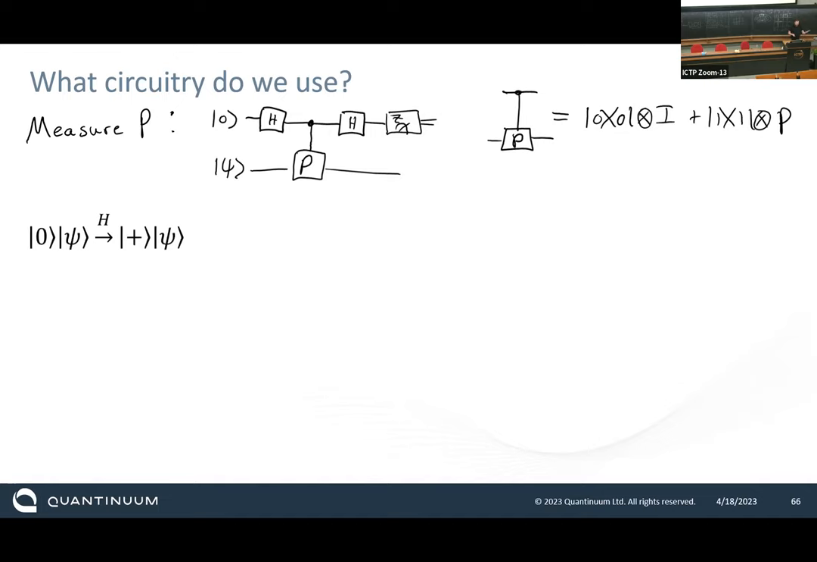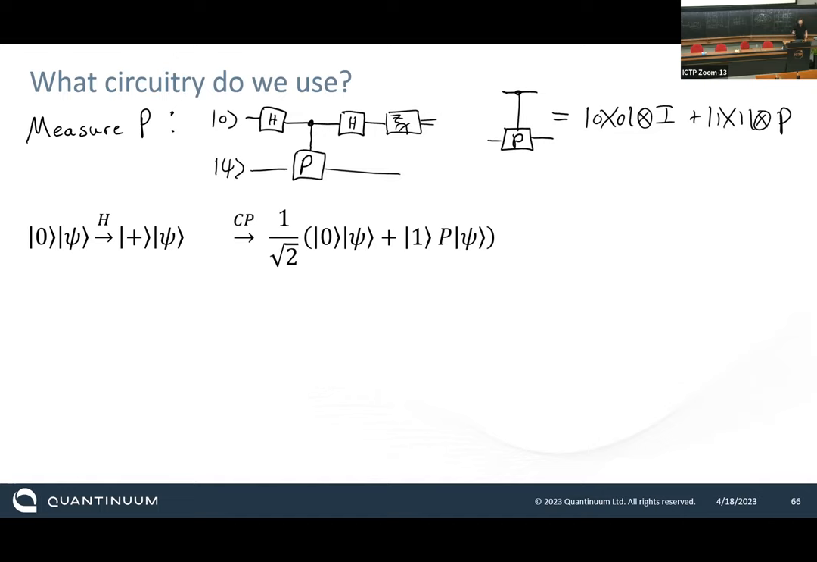If we start out on the left-hand side, we're in a zero tensor psi state. The zero is the control bit, or going to be our control bit. Then we apply this Hadamard, so we get a plus state, which we've seen a bunch of times. This is the plus state, a superposition of zero and one.